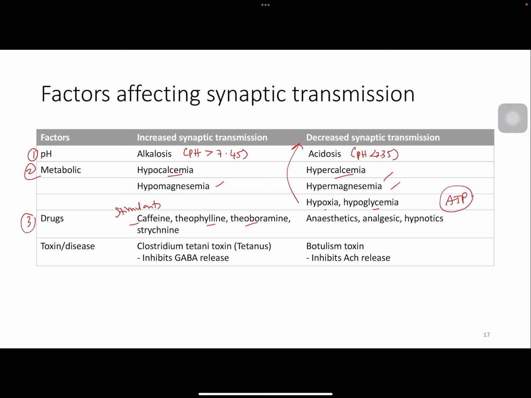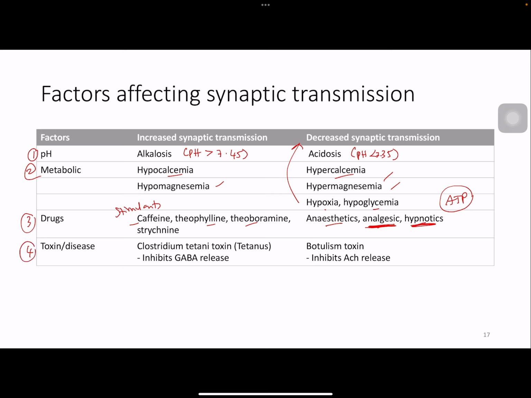Whereas the CNS depressant drugs, for example, anesthetics, analgesics, and hypnotics, actually reduce synaptic transmission. So if you think about it, when you are under general anesthesia or local anesthesia, you will have reduced sensation, or you can just go unconscious because the synaptic transmission is stopped. Similarly, if you are taking analgesia, which is painkillers, you have reduced sensation of the pain. And hypnotics are drugs that make you feel sleepy. Of course, your synaptic transmission is also reduced.